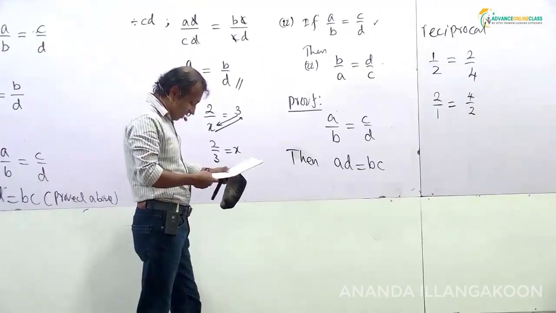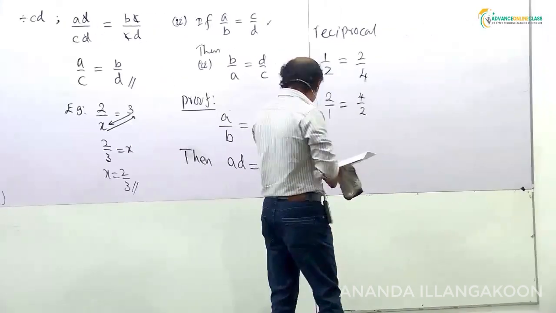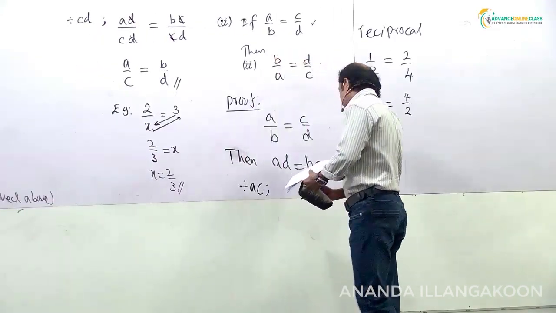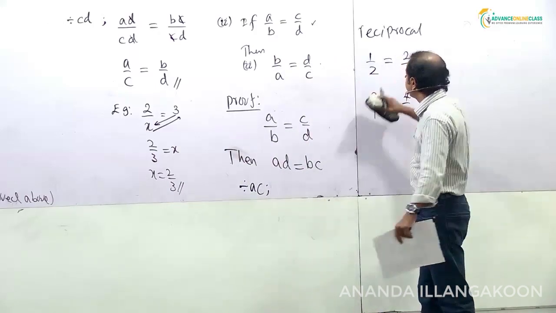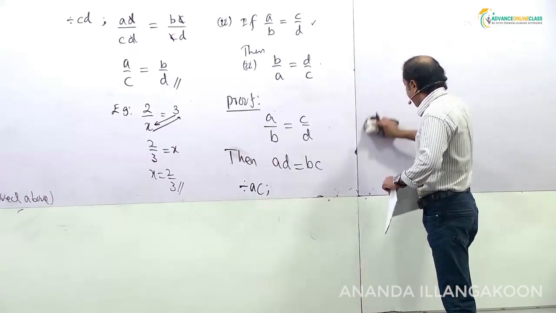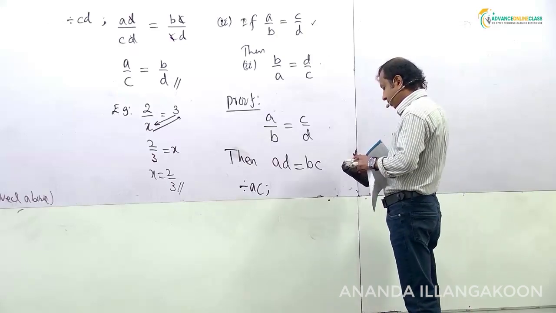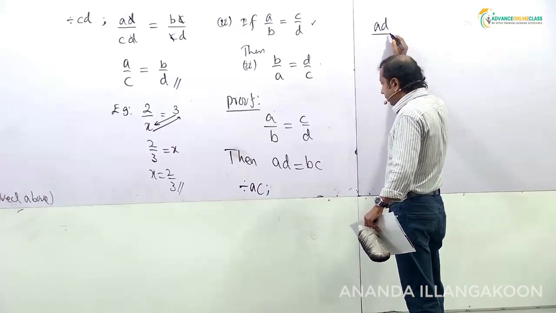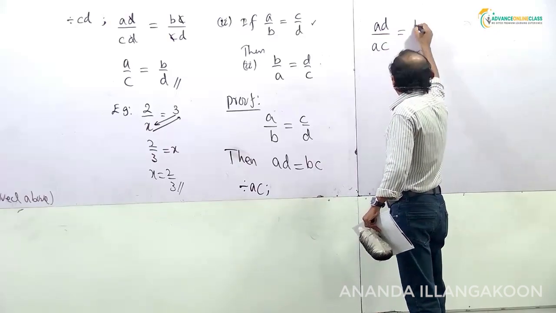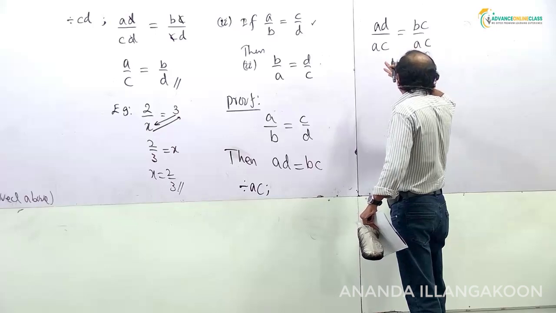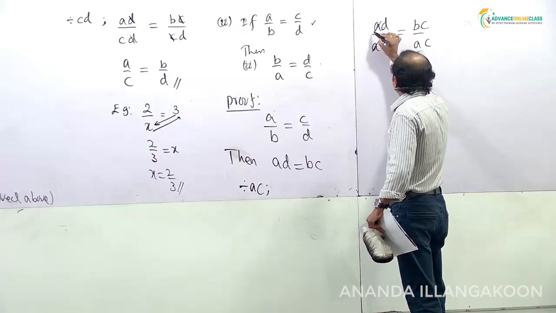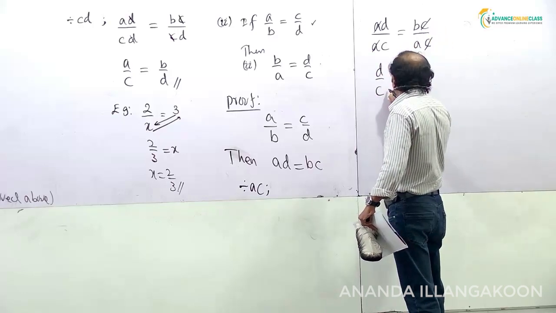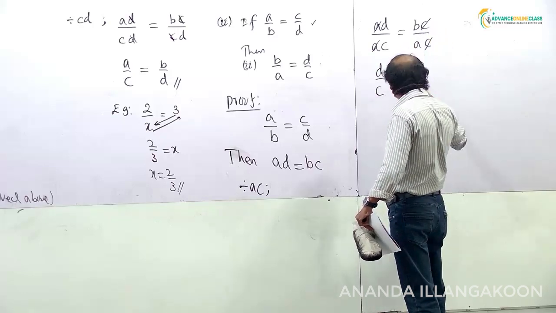Divide both sides by AC. Divide by AC, you get the answer. AD divided by AC on the left hand side, BC divided by AC on the right hand side. This A and this A you can cancel down. This C and this C you can cancel down. Then we get, left hand side D over C, right hand side B over A.